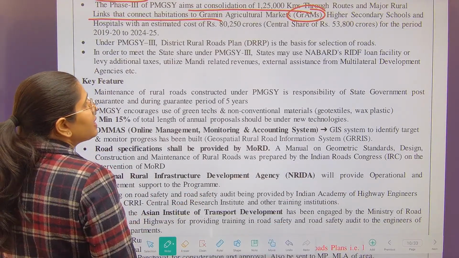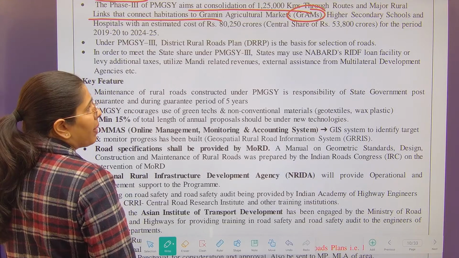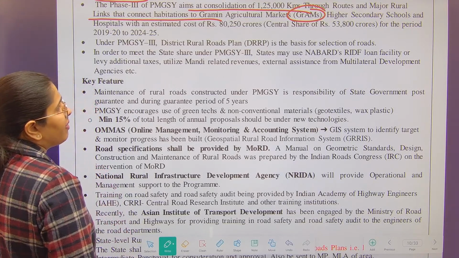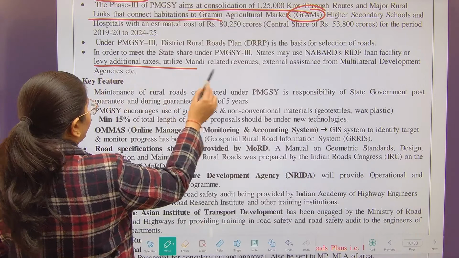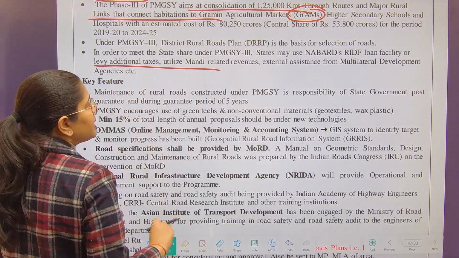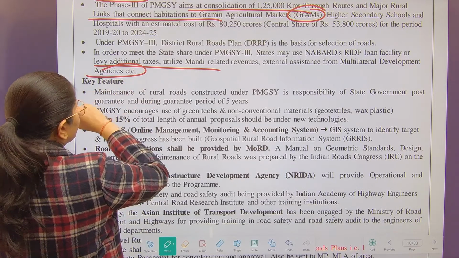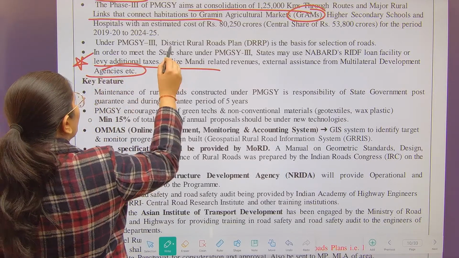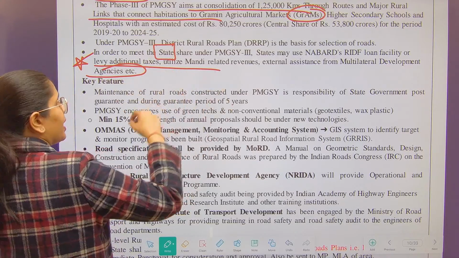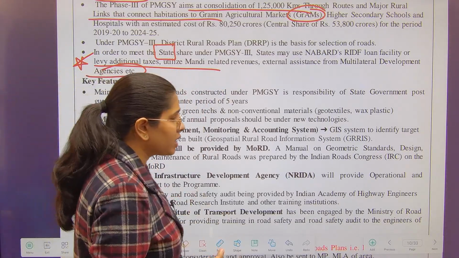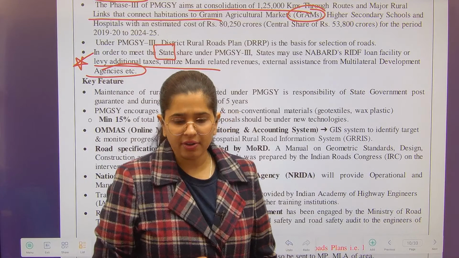Next, in order to meet the state share, states may use NABARD's Rural Infrastructure Development Fund loan facility, levy additional taxes, utilize mandi-related revenue, or seek external assistance from multilateral development agencies, etc. So, states have many resources through which they can obtain funds.